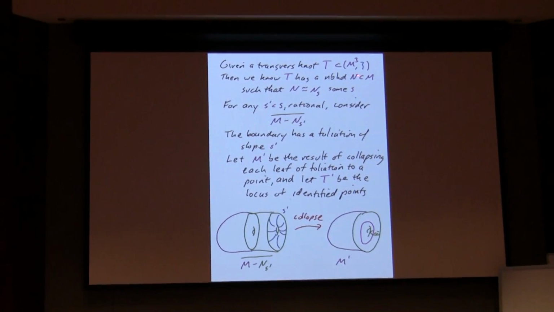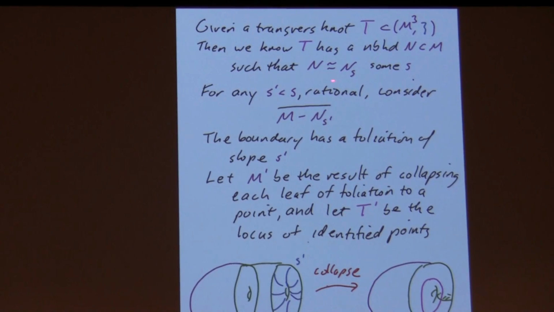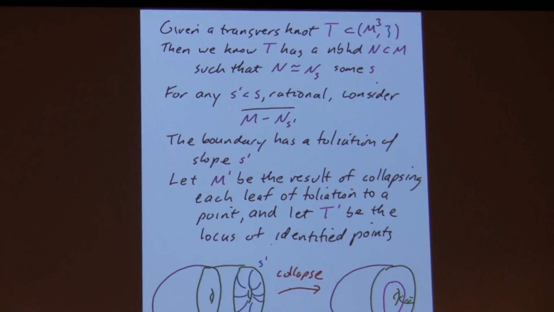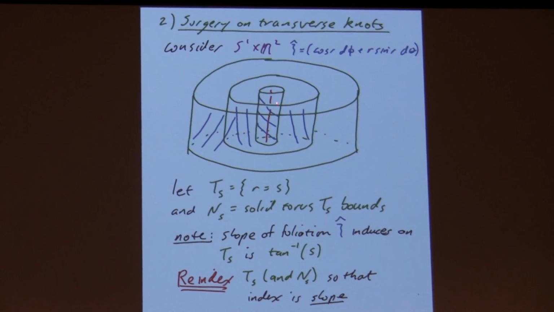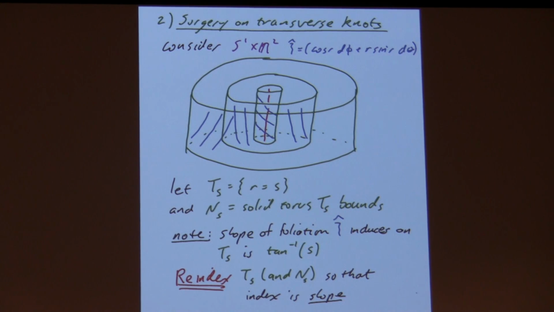Given a transverse knot T in M, the knot always has a neighborhood that's diffeomorphic to N_s for some s. So basically, this picture for tori very, very close to the S1 here is a local model for any transverse knot. But by the way, notice in this situation, for different s's, those neighborhoods are very, very different. Unlike in the Legendrian setting, where bigger neighborhoods and smaller neighborhoods were for all practical purposes the same. In the transverse setting, bigger and smaller neighborhoods are very, very different.